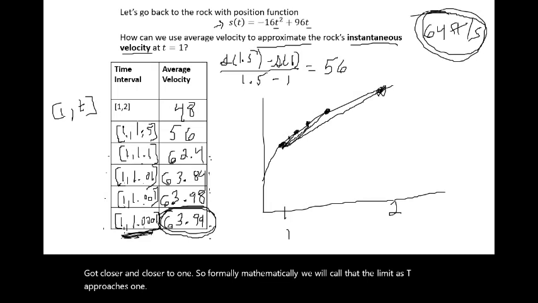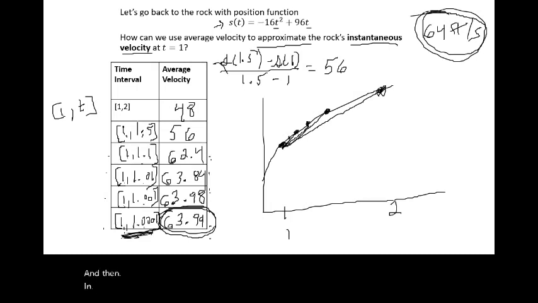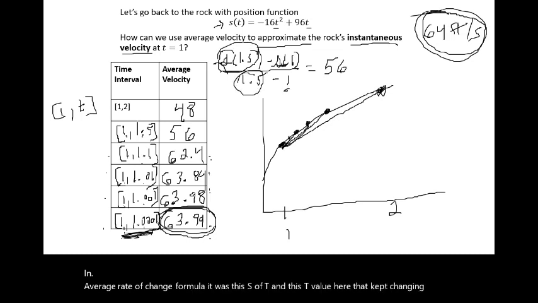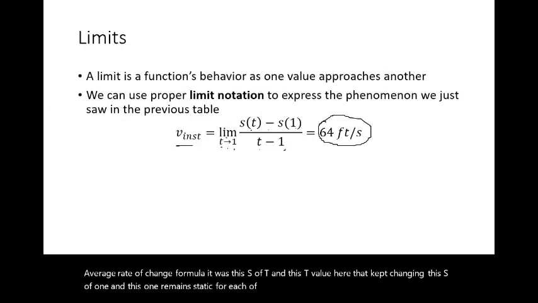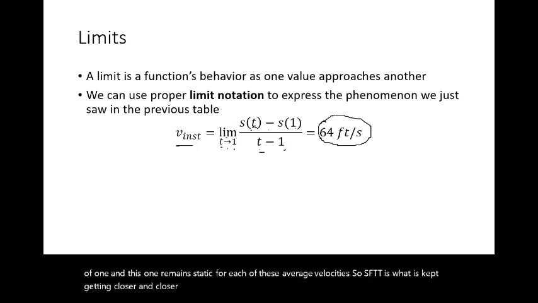And then in the average rate of change formula, it was this s of t and this t value here that kept changing. This s of 1 and this 1 remained static for each of these average velocities. So s of t and t is what kept getting closer and closer together. So we say that this limit is equal to 64 feet per second.